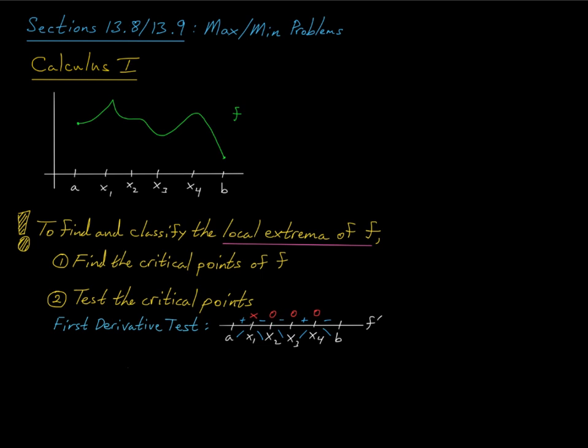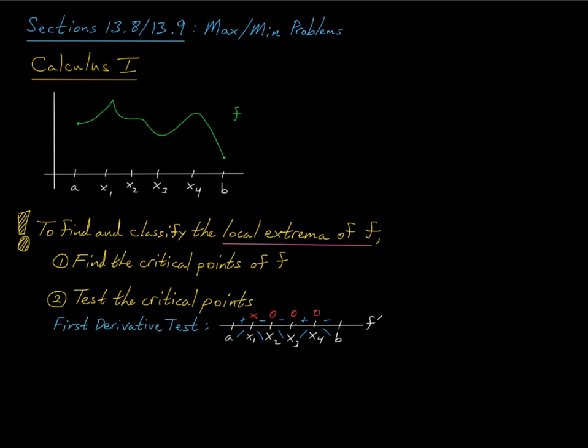Then on each one of these intervals, I just determine the sign of the first derivative. Is it positive or negative on each interval? From a to x1, since the function is increasing, the first derivative is positive. From x1 to x2, the first derivative is negative, so decreasing. From x2 to x3, we're decreasing. From x3 to x4, we're increasing. And then from x4 to b, we're decreasing.